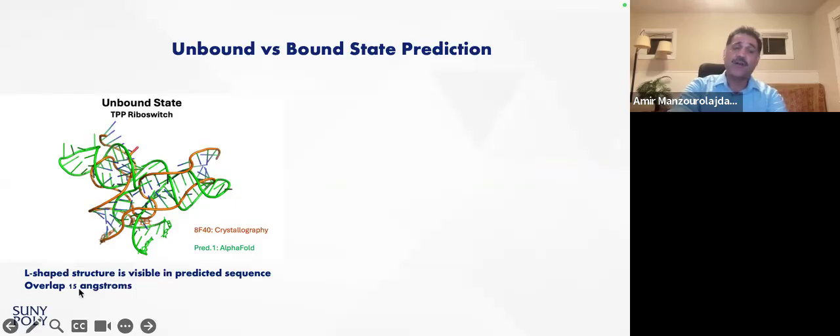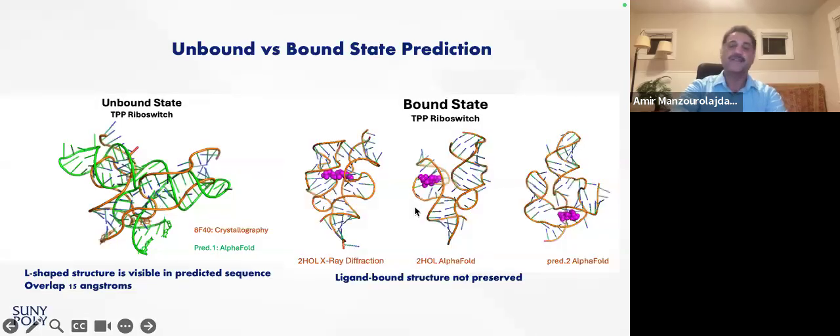Even though the angstrom values are not very low, the L-shaped structure of the TPP riboswitch, which is very famous, is also formed by the green, which is our predicted, our hypothesized sequence. So our AlphaFold predicted structure is actually similar to the unbound state. I cannot say the same for the bound state.